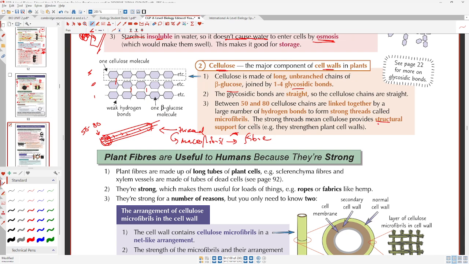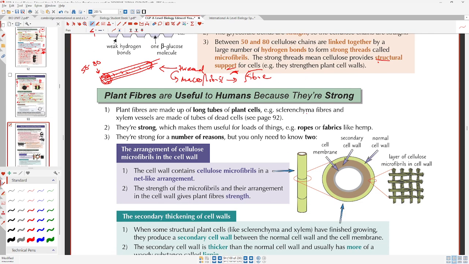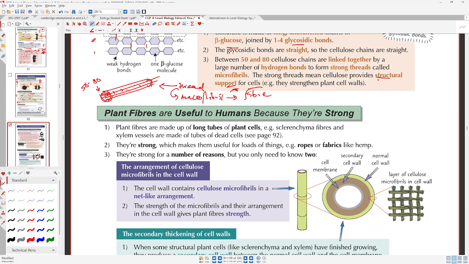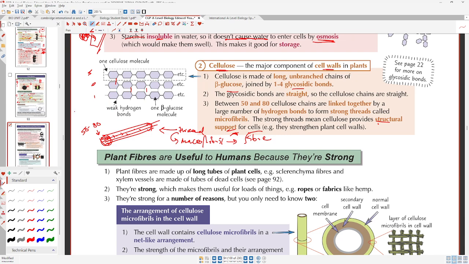So yeah, that provides structural support for the cells as it increases the cell strength. So this is just to explain why cellulose is used as a structural carbohydrate.